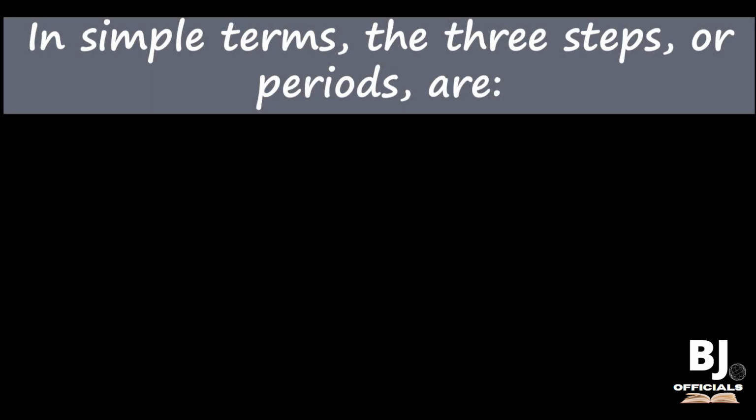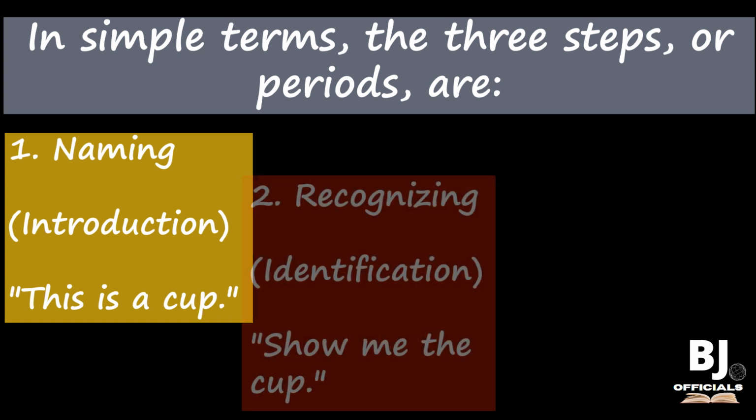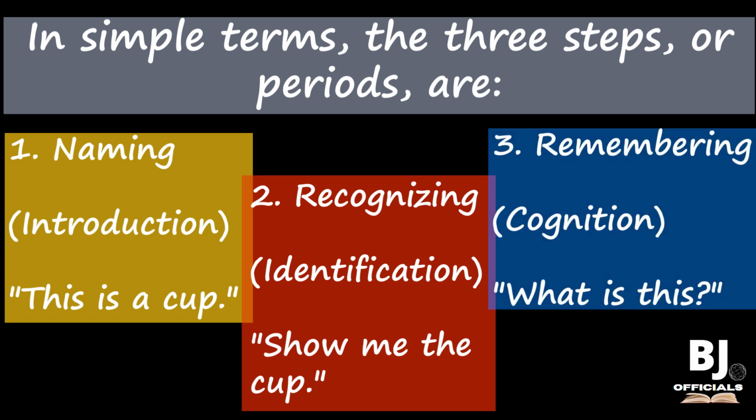In simple terms, the 3 steps or periods are: Number 1. Naming means introduction, such as this is a cup. Number 2. Recognition means identification, such as show me the cup. Number 3. Remembering means cognition, such as what is this?